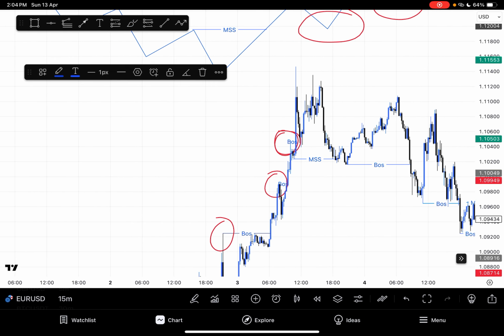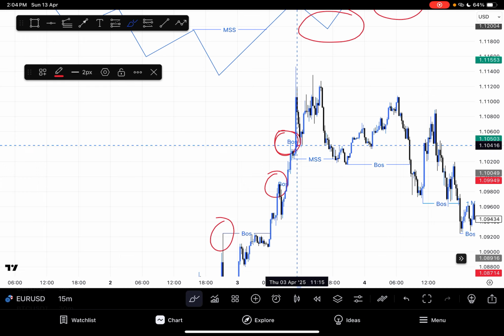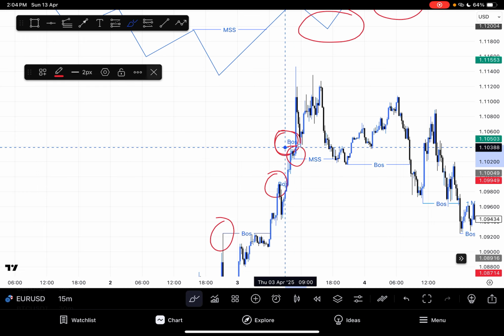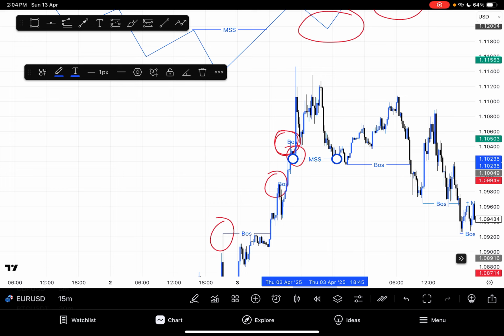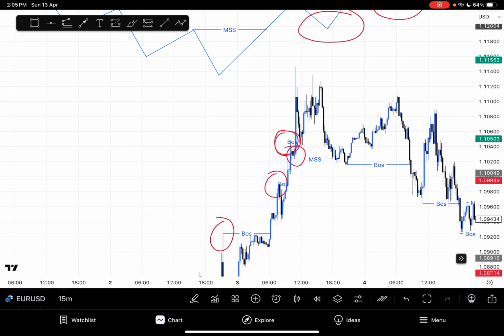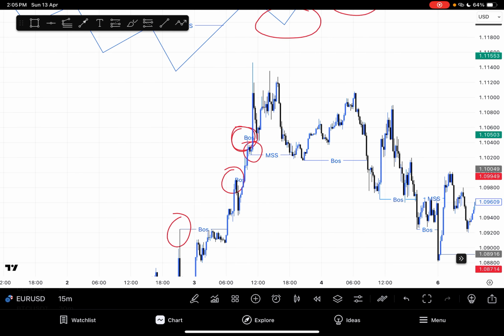And from here you can see that this region here was the previous low. And price now broke below that previous low, creating this market structure shift. So that will automatically tell you the uptrend is not valid anymore and price has moved to a downtrend. So now this is the market structure shift.